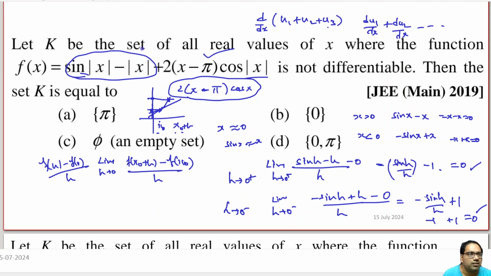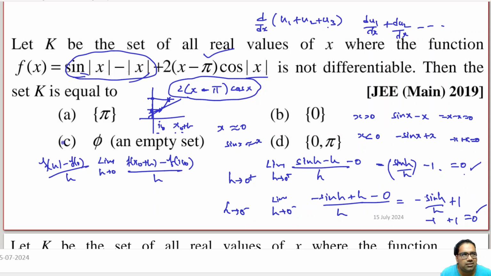So this part is continuous. Earlier also we have proven this: the sine of absolute value of x minus absolute value of x is continuous. So this function is always continuous. It is a sum of continuous functions. This one is continuous, and sorry, differentiable also, not just continuous. This one is differentiable, this one is differentiable. Basically this is smooth at x equal to 0, because the slopes are the same on both sides.